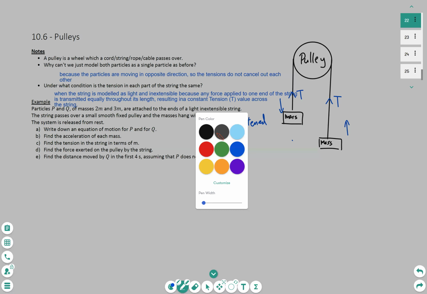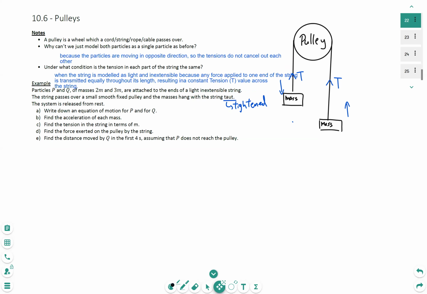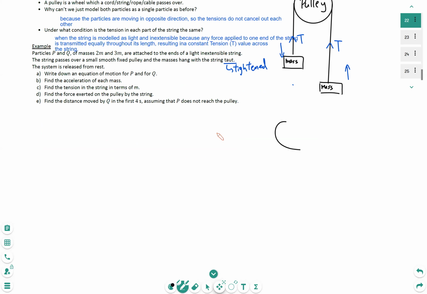So let's try to draw a diagram for this question. We can draw a pulley. You don't have to write pulley in there. So that's a pulley, and then you've got the mass here, that's P, and then we have Q here. First of all, we know there's tension, so we're putting tension up, pointing towards the pulley.